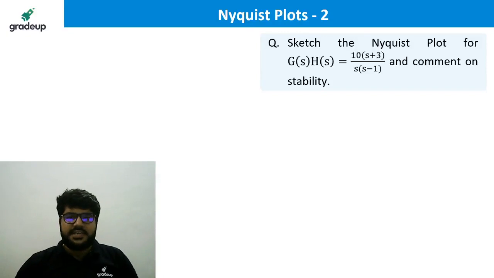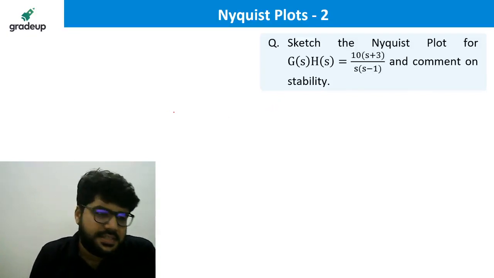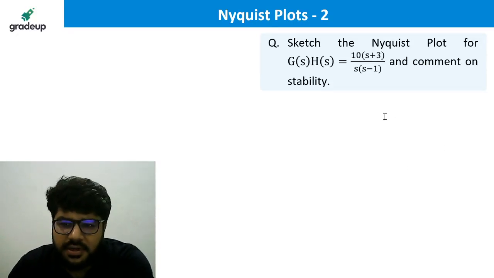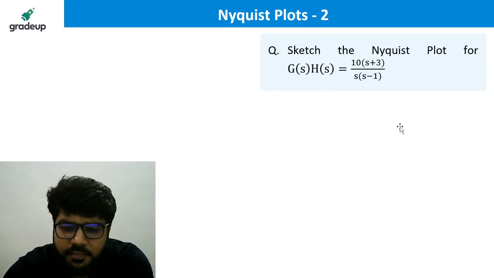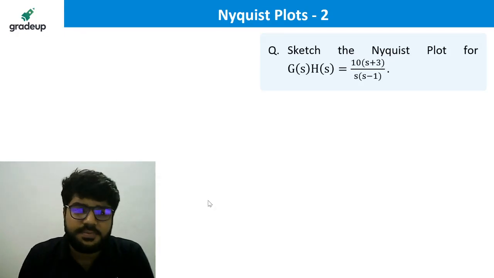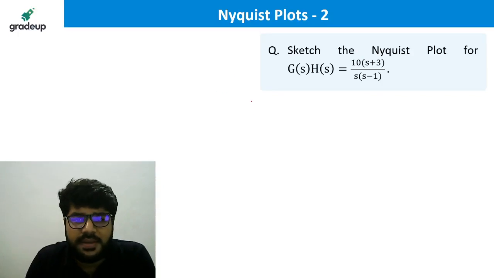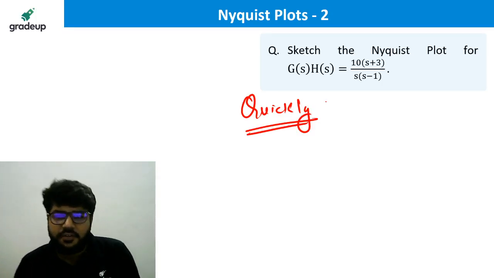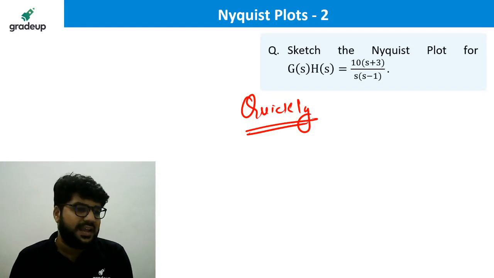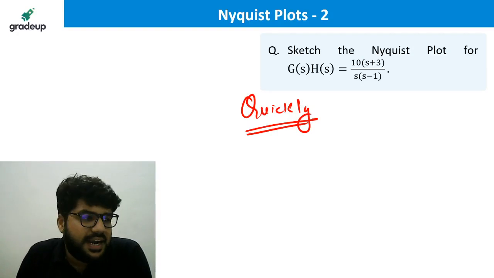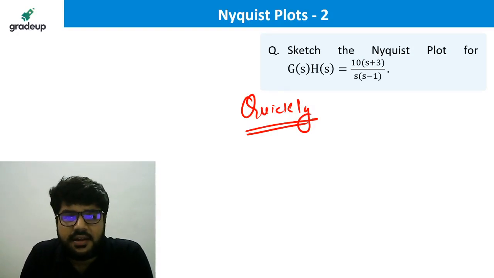Now I'm sketching a Nyquist plot on a quick basis. Sketch the Nyquist plot for G(s)H(s) equal to 10(s+3) upon s(s-1) on a quick basis. Quick basis means no need for detailed calculation. It is just about the starting angle and the closing angle, the diving angle. What is the starting angle and what is the diving angle?